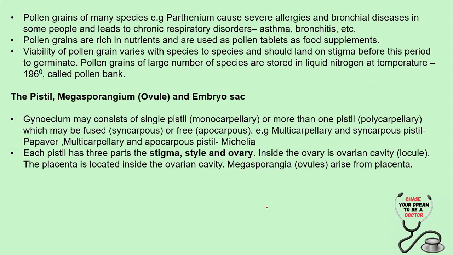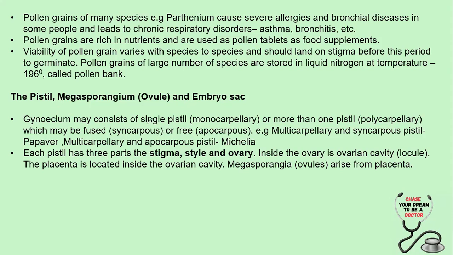That is, the androecium is over. Now we are moving on to the detailed study of the part which you will call the gynoecium. First, we have to study the pistil, megasporangium, and the embryo sac. And next, we have to study the process of megasporogenesis and the structure as well. Clear? So let's discuss the pistil first of all.